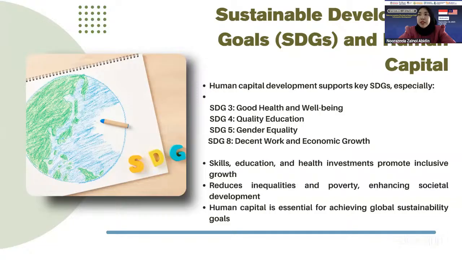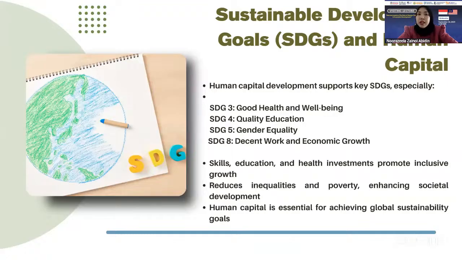So, sustainable development goals or SDG and human capital. Human capital is closely linked to the United Nations Sustainable Development Goals or SDG, as developing a skilled, healthy, and educated population is critical for the SDG. So SDG 3 is about good health and well-being. The healthy individuals are more productive, reducing the absenteeism and healthcare costs, and enabling active participation in the workforce.